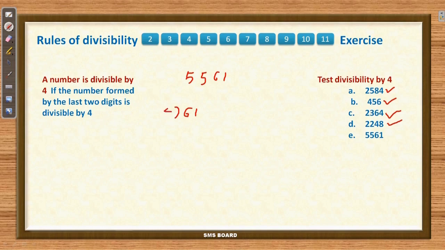Out of 6, 4 will go one time. Remainder is 2. Bring 1 down. Out of 21, 4 will go 5 times, that is 20. So the remainder is 1, not 0. That means 61 is not divisible by 4. So according to the rule, this number is not divisible by 4.